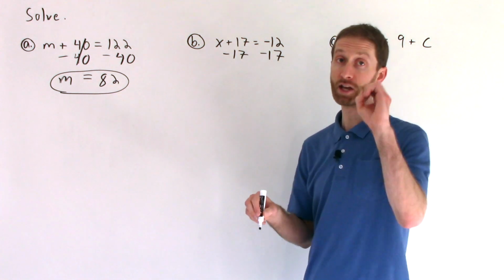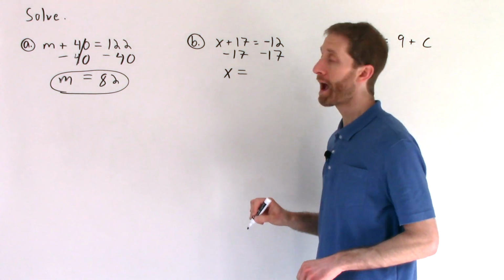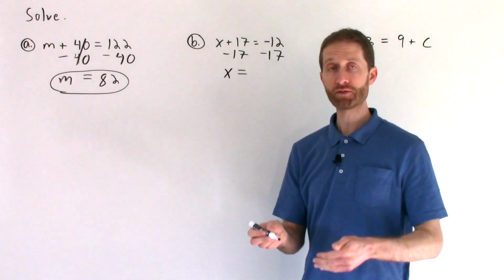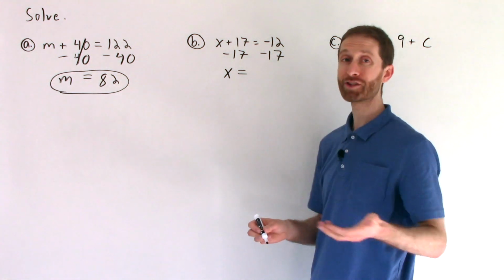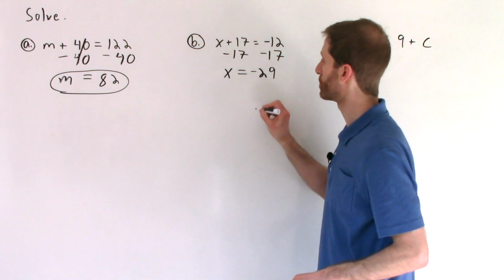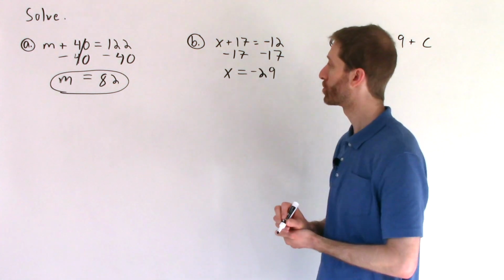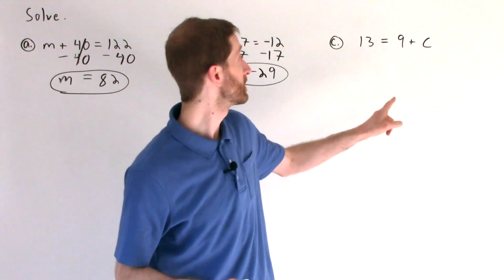17 minus 17 is 0, so we're left with x, which has now been isolated. And now we focus on negative 12 minus 17. Well, we have the same signs, so we add 12 and 17, which gives us 29, and keep the sign there, just using normal integer rules. So negative 29 is our answer. Finally, we've got letter C.